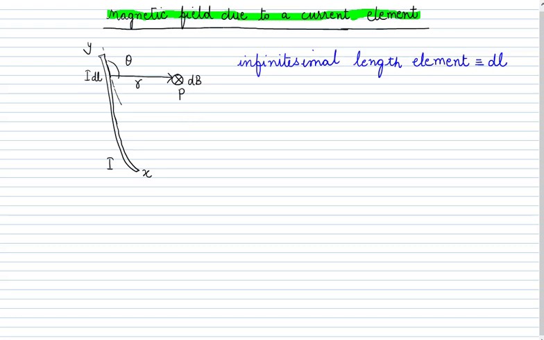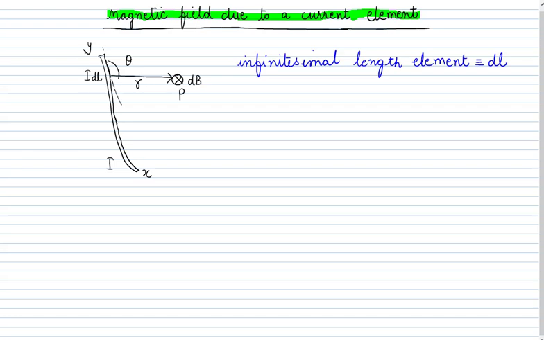P is the point where we want to calculate the magnetic field due to the small length element, and theta is the angle between the small length element dl and this displacement vector r. So theta is the angle between dl and r, that is shown in the diagram. This diagram you can make very easily.